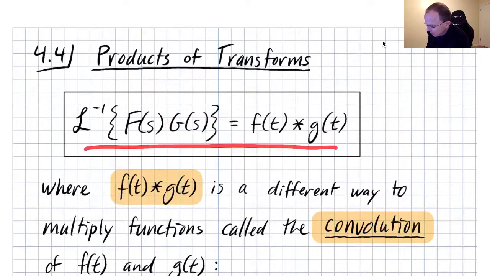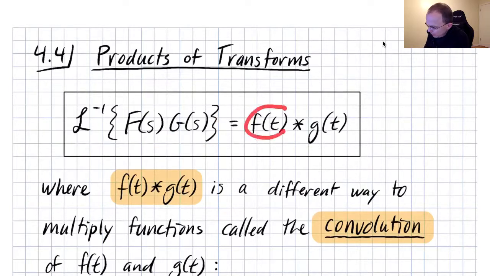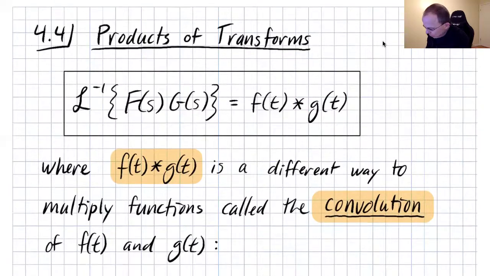And this theorem tells us that in order to compute this inverse Laplace transform, we just take the function f of t, which comes from this Laplace transform, and we multiply it, with a special type of multiplication, times the function g of t, which comes from this one here. And what is this special type of multiplication? It's called a convolution of f of t and g of t, and it's written in this way. So this is a special way to multiply two functions.